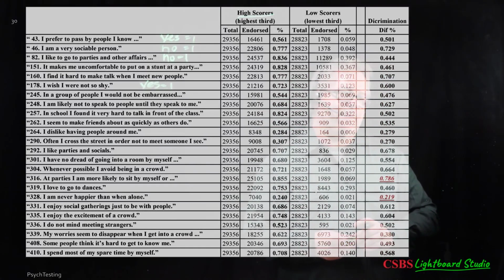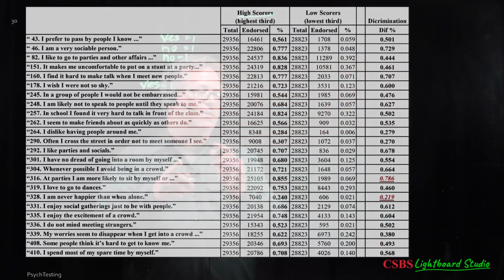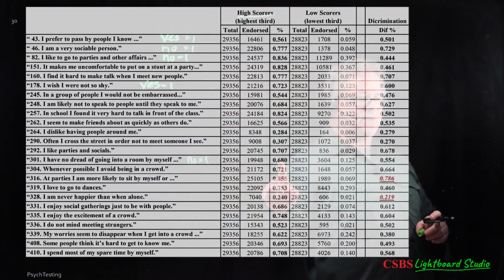Make sense? Like this one, I have no dread of going into a room by myself. So this, again, it's not the whole question, but it's going into a room by myself, meaning not into an empty room, going into a crowded room, like entering a party alone. So that one, having no dread, that means if you say no to this, that's your endorsement. So 68% of people said no, but only 12.5% of people said no. So it's not massively discriminating, but it still does give you some discrimination.